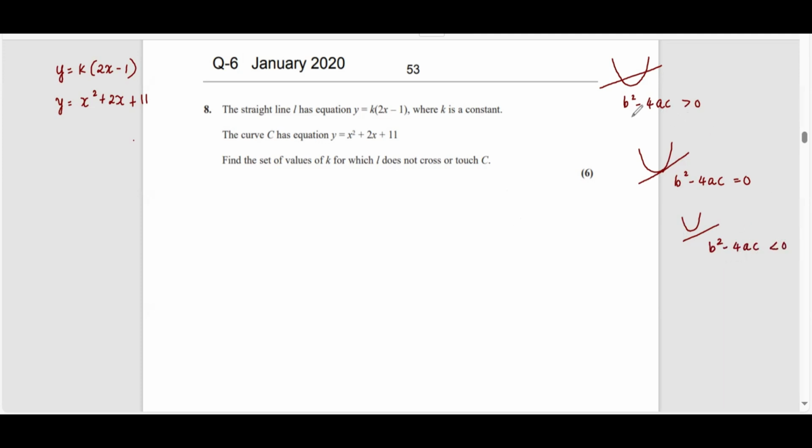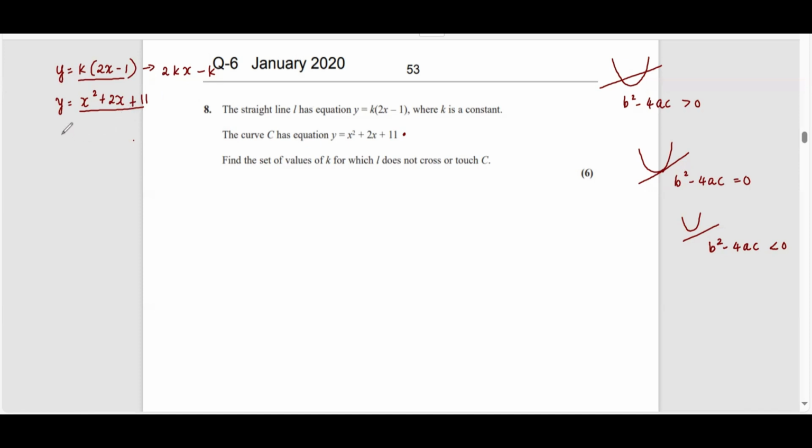You need to understand that the discriminant b squared minus 4ac that we are considering is of the resulting quadratic equation, not this one, but the resulting quadratic equation. So how do we get this resulting quadratic equation? By equating the right hand sides. So this can be further expanded. k into 2x will give us 2kx, minus k into 1 is k. To find the point of intersection, we need to make y the subject. Once we make y the subject, you take the right hand sides and equate them.